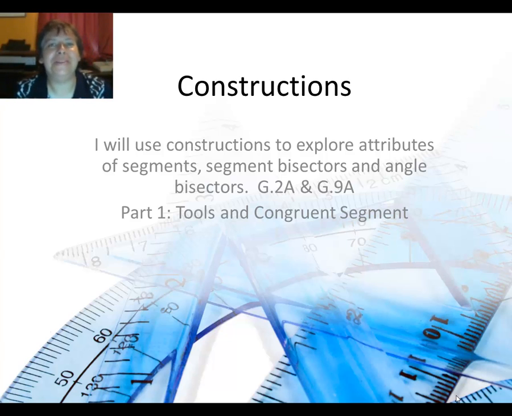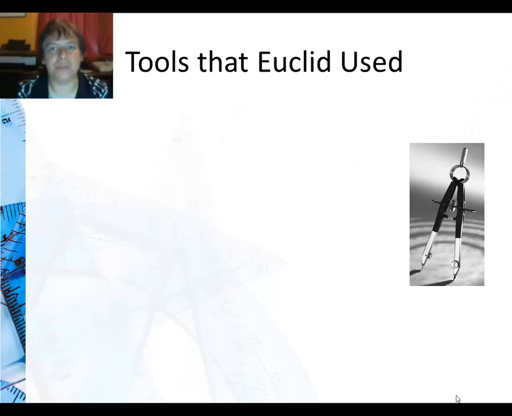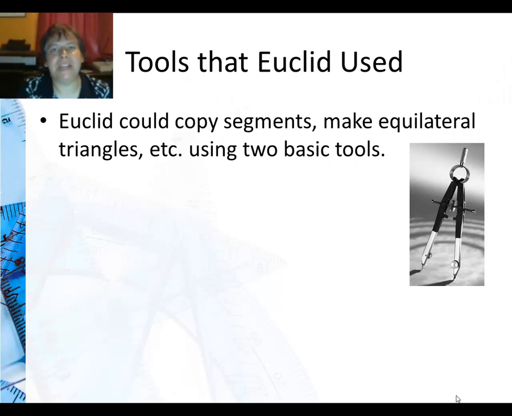Anyways, we are going to be doing constructions. So it's without numbers. It's really cool. And well, let's start by looking at tools and the very simplest construction, the congruent segment construction. So Euclid was pretty amazing. He could copy a segment, so make a congruent segment. He could make equilateral triangles, and he didn't have protractors. He didn't have rulers. He only used two basic tools.